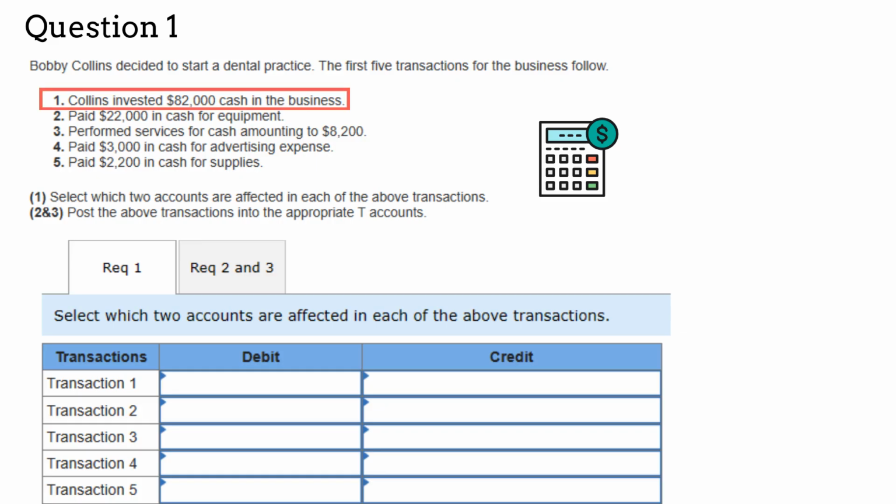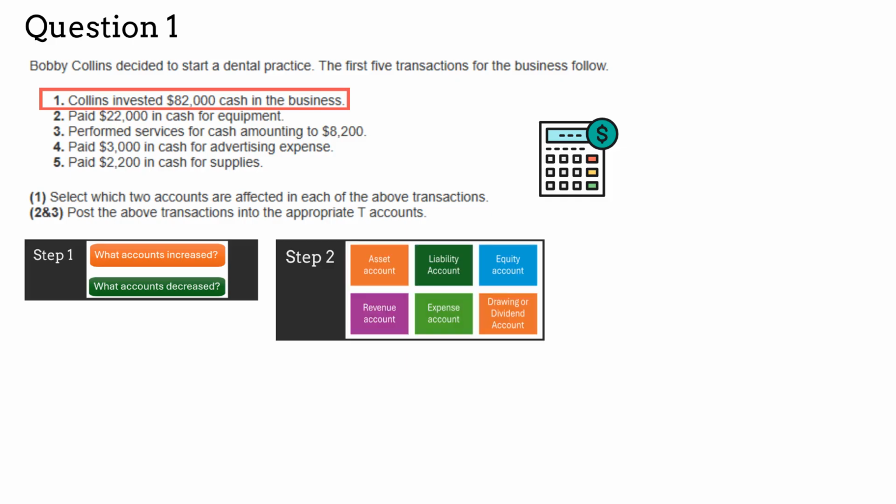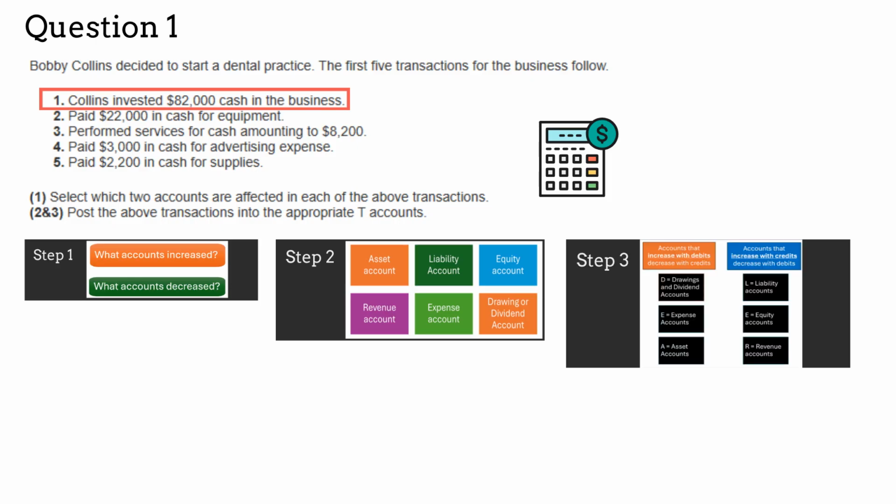Collins invested $82,000 cash in the business. Let's analyze this transaction to figure out what account we need to debit and what account we need to credit. We first determine what accounts increased or decreased. Then, what account types these accounts are. And, finally, we use the debit mnemonic to determine whether to debit or credit the account. In this case, the business now has more cash. So, cash increased. Cash is an asset and assets increase with debits. So, debit cash.